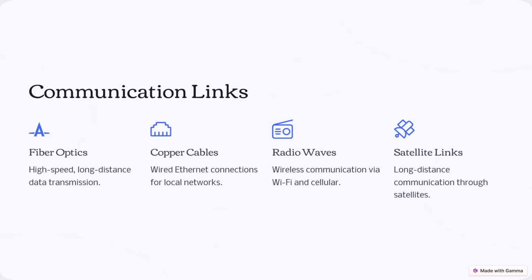There are several types of communication links, each with its own strengths. Fiber optics. These are the backbone of long-distance communication. They use light to transmit data at incredibly high speeds over long distances. Copper cables. These are more common in local networks like your home or office Ethernet connections. They are reliable and cost efficient for shorter distances. Radio waves. This is how wireless communication works. Wi-Fi and cellular networks use radio waves to connect devices without cables. And satellite links. For remote or hard to reach areas, satellites provide a way to connect to the internet even in the middle of an ocean or a desert.